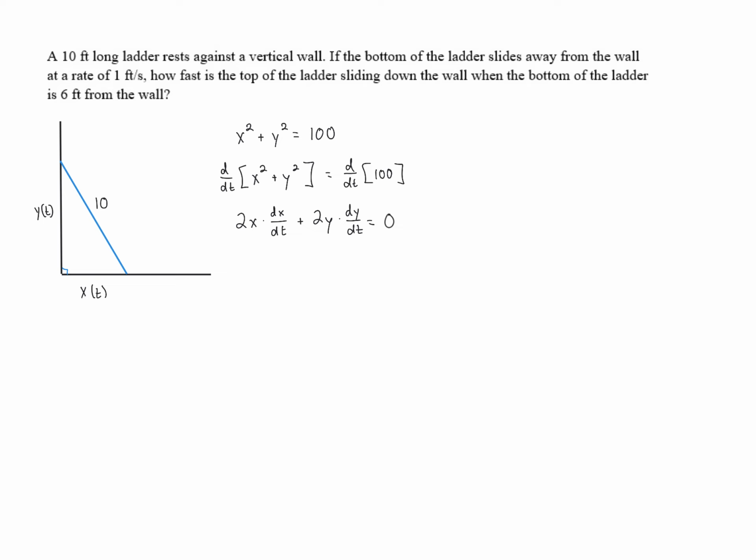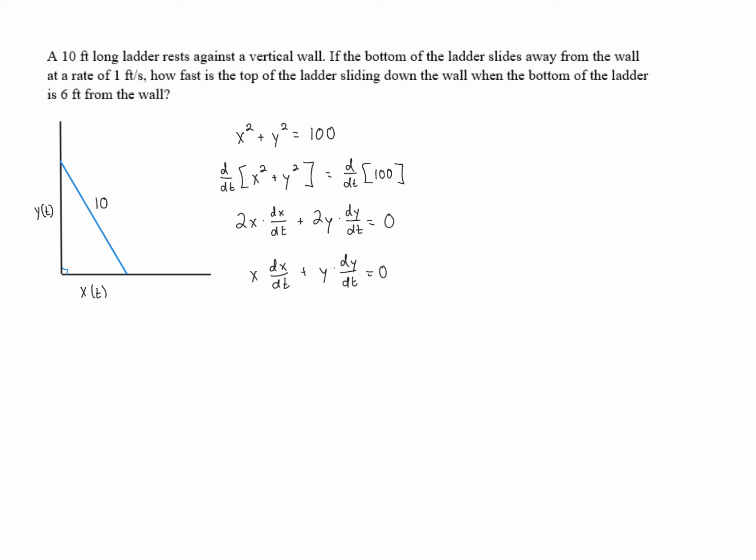So we have our equation. We can divide both sides by 2 just to simplify things a little bit. I like getting rid of extra coefficients that aren't necessary. Just makes things a little bit nicer. And then we have to think about what we want to find and what information we have. What we're asked is to find how fast the top of the ladder is sliding down the wall. So that's dy over dt. So we need to find that.